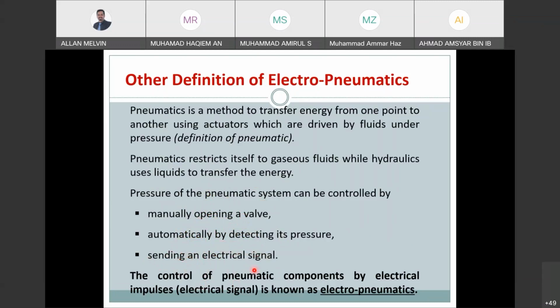So today we will see on the electrical part how you can use electrical to control. You are quite familiar with the first two: manually opening a valve and also using a roller, or other detecting ways. Okay, electrical kita tak tengok sangat. So today we will see few of this thing. The control of pneumatic components by electrical impulses, electrical signals, is known as electro-pneumatic. So you are controlling pneumatic using an electrical impulse. Impulse maksudnya electrical signal. So it's known as electro-pneumatic.